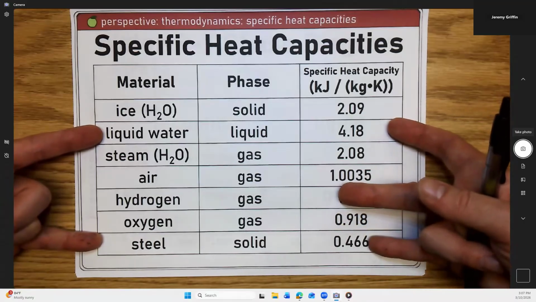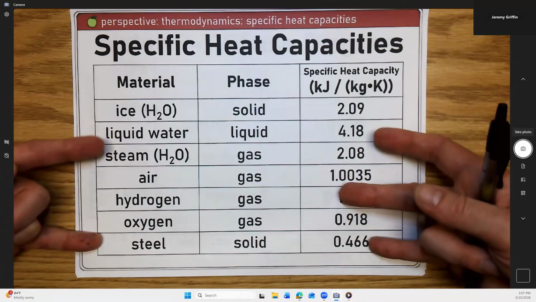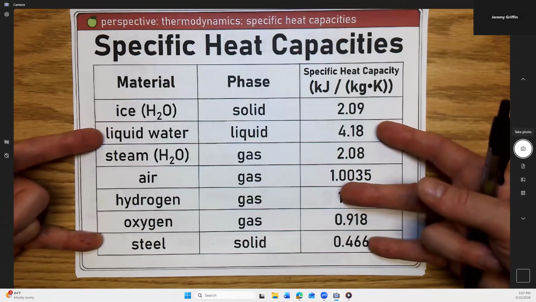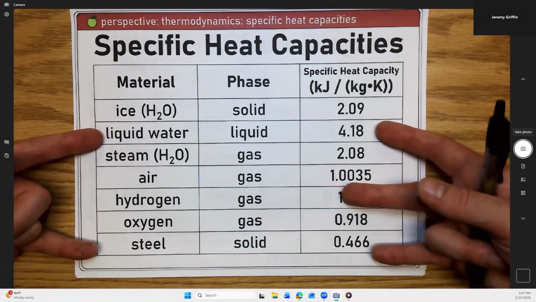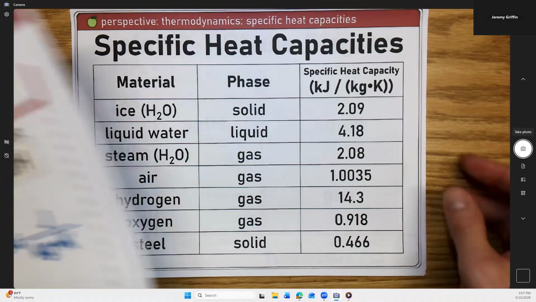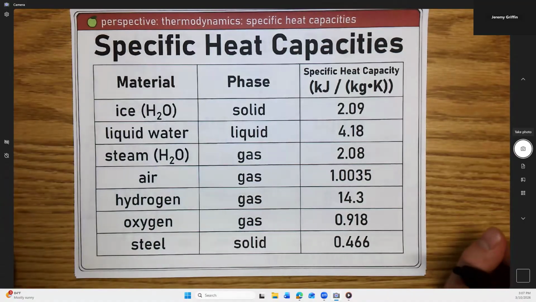Guys, what's the largest number on this table? Yeah, the liquid water number right here, right? Which means that it's most difficult to change the temperature of water. So water has a really stable temperature, right? And then solids will typically not. They're easier to fluctuate.